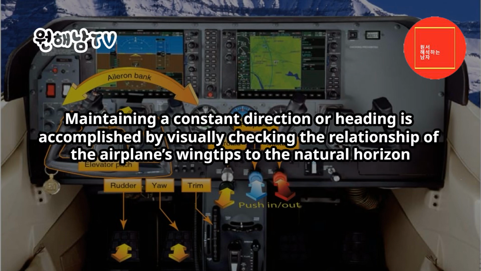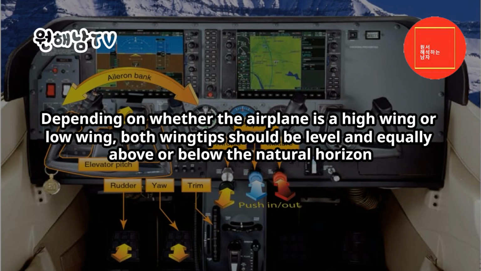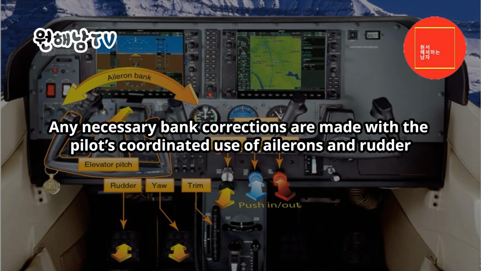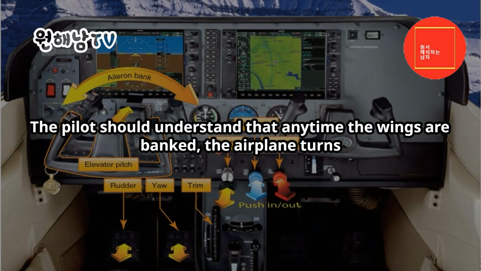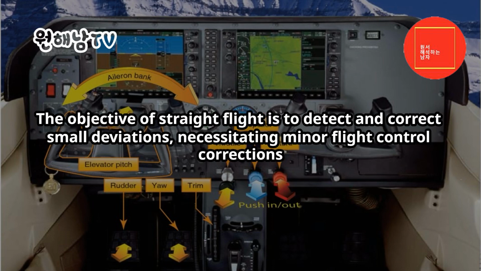Straight flight, maintaining a constant direction or heading, is accomplished by visually checking the relationship of the airplane's wingtips to the natural horizon. Depending on whether the airplane is a high wing or low wing, both wingtips should be level and equally above or below the natural horizon. Any necessary bank corrections are made with the pilot's coordinated use of ailerons and rudder. The pilot should understand that anytime the wings are banked, the airplane turns. The objective of straight flight is to detect and correct small deviations, necessitating minor flight control corrections.